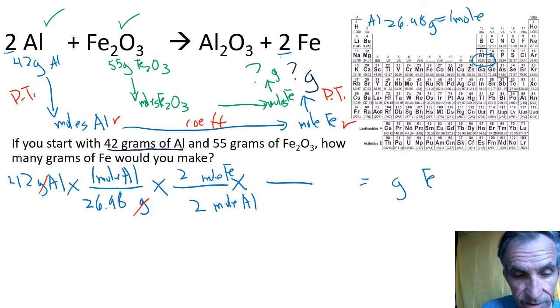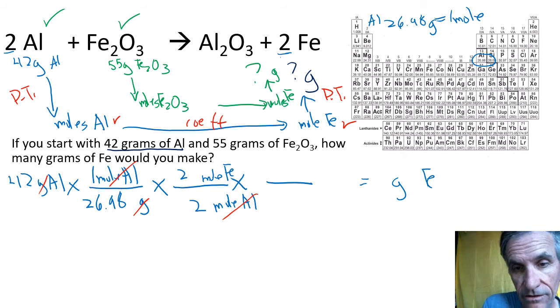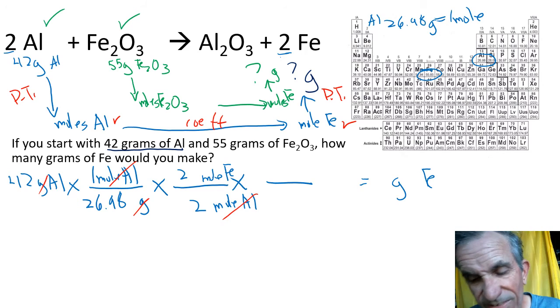All right, what have I gotten rid of now? Moles of aluminum cancels. All right, now we're at moles of iron. Fantastic. One more step, we'll be done. Now that we have moles of iron, we're going to go to grams of iron. All right, so let me tell you, oh, it's right here. 55.85.